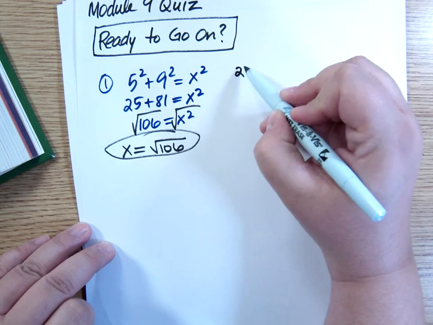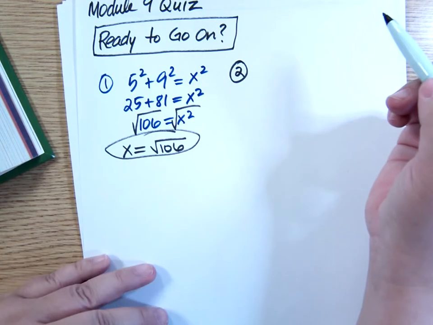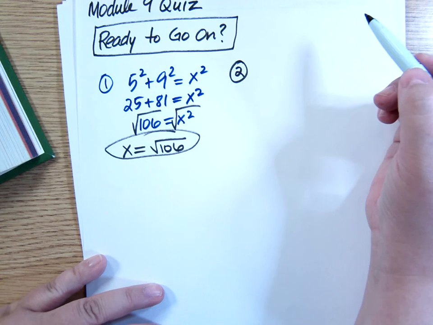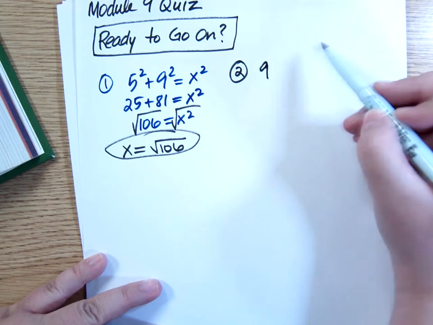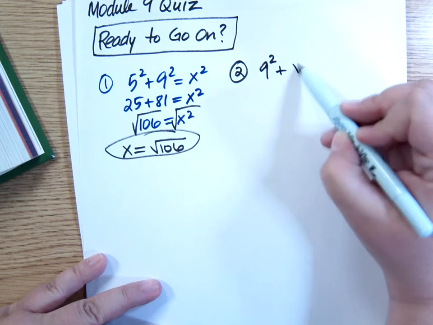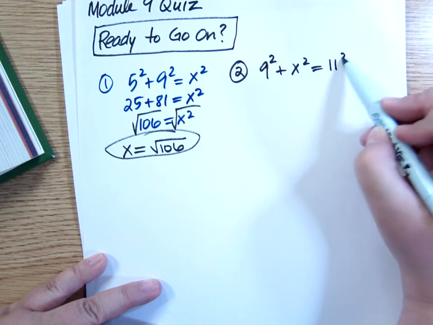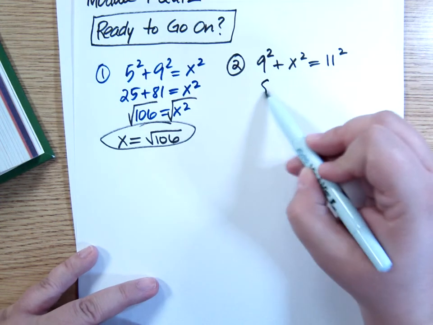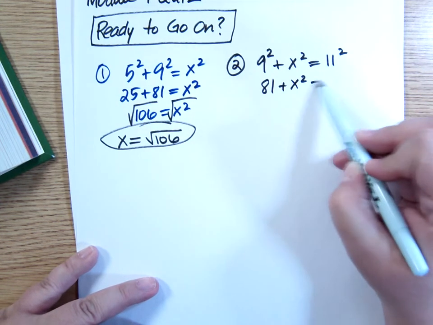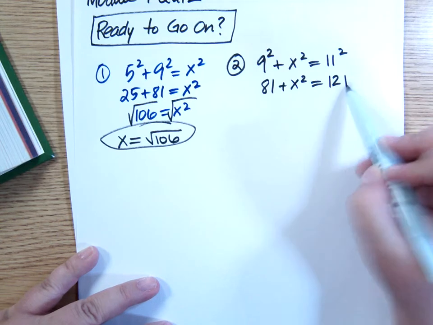Number 2. Jump from 1 to 2. Find the missing side length. Tell if the side lengths form a Pythagorean triple. Explain. So I have 9 is one of the legs. The 11 is the hypotenuse. It's not a leg. So I have 9 squared plus, we don't know what, squared equals 11 squared. So 81 plus x squared equals 121.